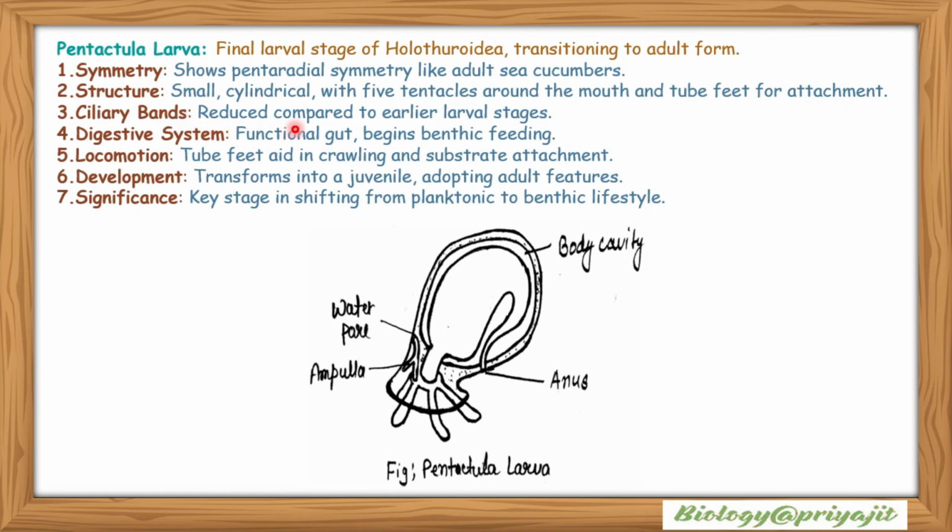Ciliary bands: they are reduced compared to earlier larval stages. Digestive system: they have a functional gut and begin benthic feeding. Locomotion: tube feet aid in crawling and substrate attachment. Development: it transforms into a juvenile, adopting adult features. Significance: this is the key stage in shifting from planktonic to benthic life. This is the significance of the pentactula larva of Holothuroidea.